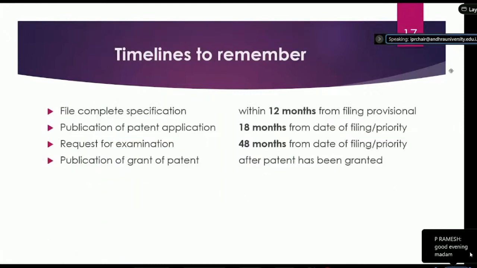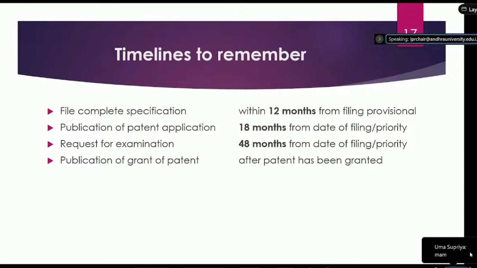There are some important timelines to remember while you are studying patent acts. File the complete specification, as I said, 12 months from the date of filing of the provisional specification. Then publication of the patent application, 18 months from your date of filing or priority, whichever is earlier. Request for examination, I told you, 48 months from the date of filing or priority, whichever is earlier. Publication of grant of patent. So there will be two publications of your patent application.